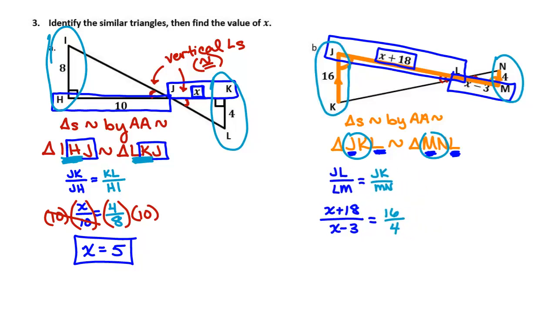All right, we'd gotten our two proportions set up. We saw that our two triangles were similar to each other by angle-angle similarity. JL corresponded to LM, and JK corresponded to MN. So we got (x + 18)/(x - 3). And then for my other fraction, we had 16/4.